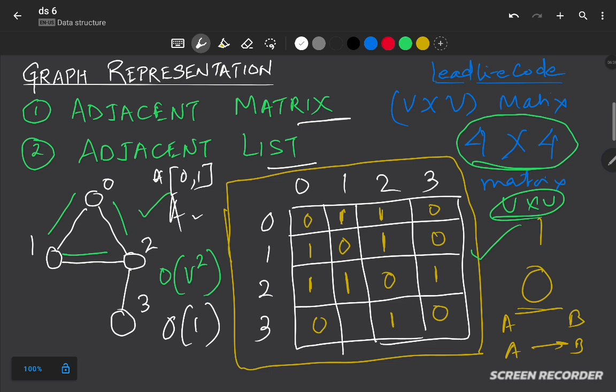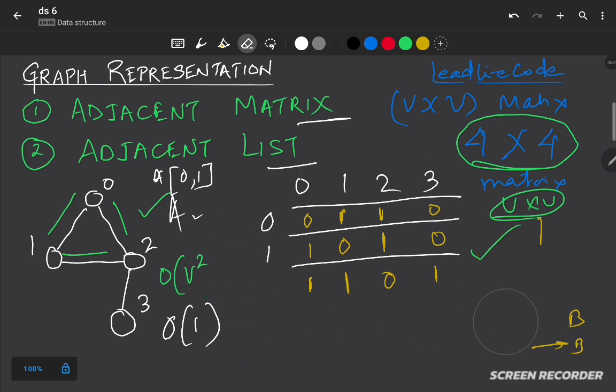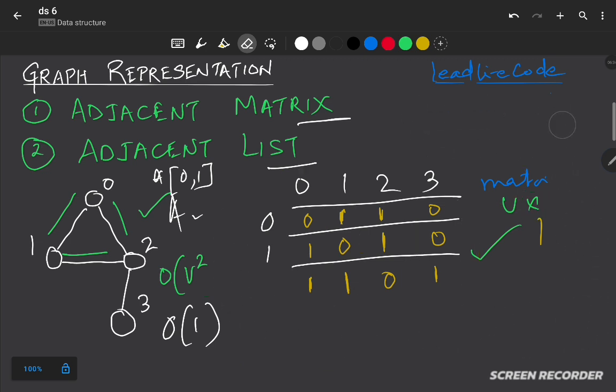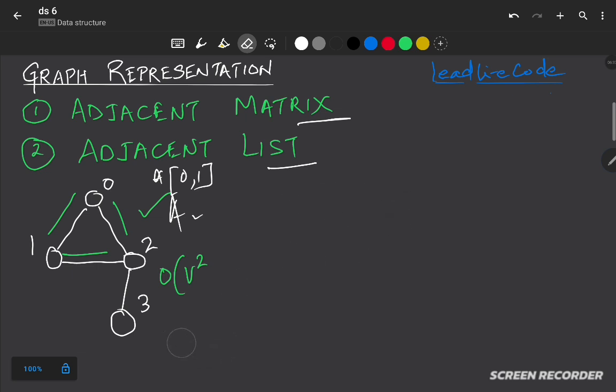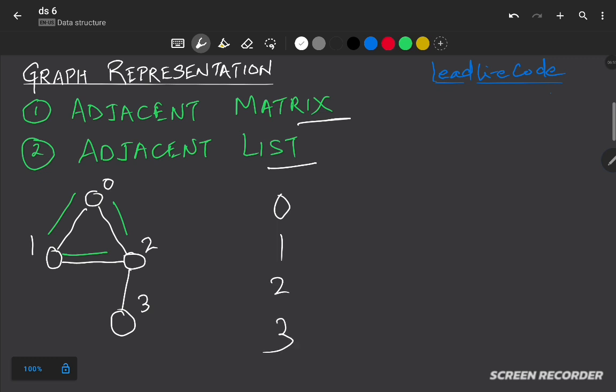Let us move into the adjacency list. Okay, so list, as the name suggests, is going to be represented in the form of a list. Let me just remove everything. So how does it get represented? Let us say 0 1 2 3. What are the vertices that are connected to 0? That is 1 and 2. So in this it will be represented as 1 comma 2.